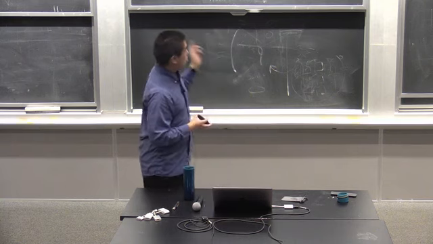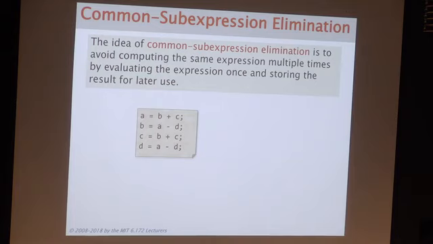So let's look at this simple 4-line program. We have A equal to B plus C, then we set B equal to A minus D, then we set C equal to B plus C, and finally we set D equal to A minus D. So notice here that the second and the fourth lines are computing the same expression. They're both computing A minus D, and they evaluate to the same thing.